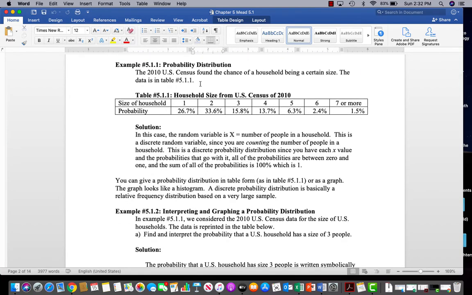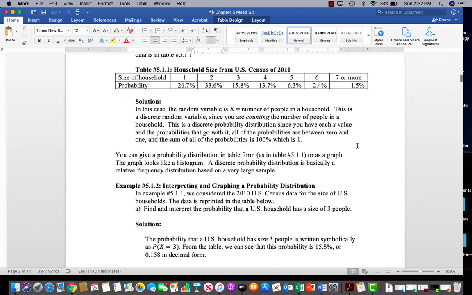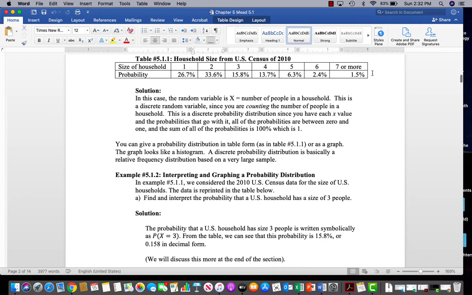So in this case, this is our first example. It's a probability distribution for the size of a household in the United States according to the 2010 census. Now what it gives you is the size of the household is 1, so there would be one person in a household, and that was 26.7% of the country. 2 people living together, 33.6%, 3 people living together, 15.8%, etc. 7 or more, we'll end up just calling that 7 for the purpose of doing our calculations. Okay, so that's what this distribution tells us. If you add up all those percentages, you should get 100% or equal to 1.